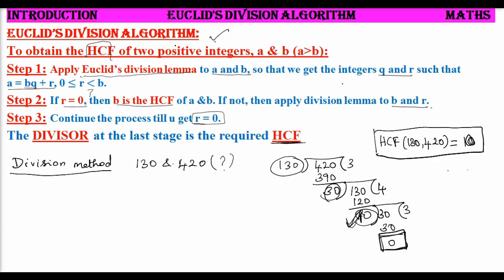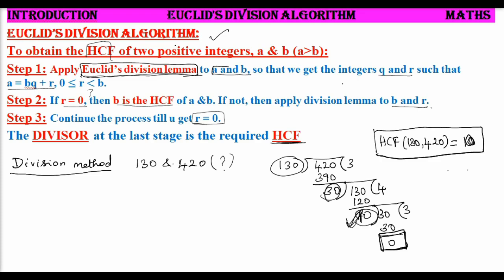Now let me explain how. See step 1, it is given: apply Euclid's division lemma to A and B so that we get integers Q and R such that A equals BQ plus R. We have seen a very clear explanation of Euclid's division lemma in my previous video. I have given the link of that video in the description box. You can make use of it to have a recap of what Euclid's division lemma is, right? This is my first step.